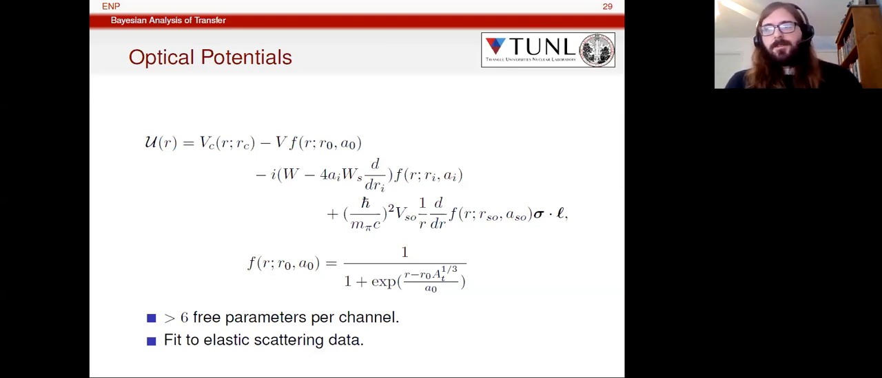And in this case, we're going to fit this to our elastic scattering data. And so, of course, there's a lot of potential uncertainty in this case that we need to account for. And that's kind of where we're going for it.